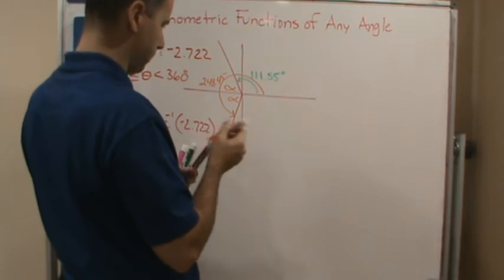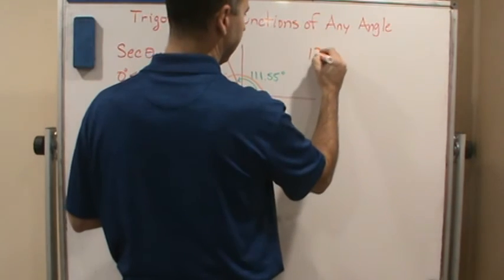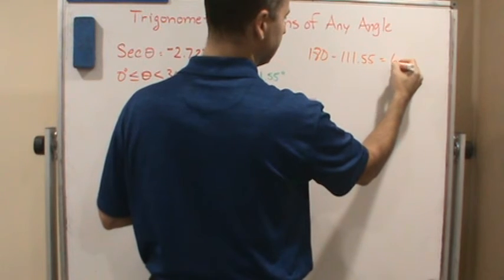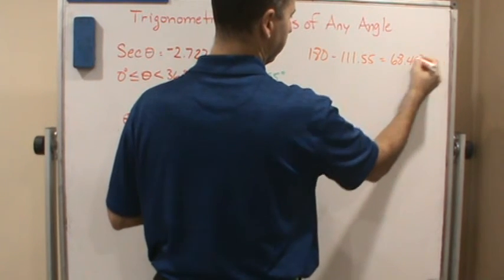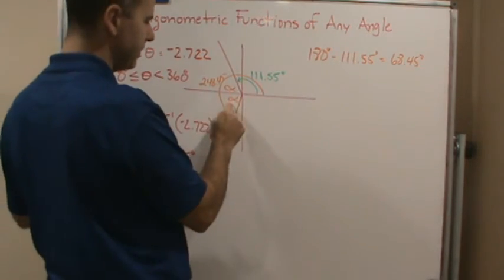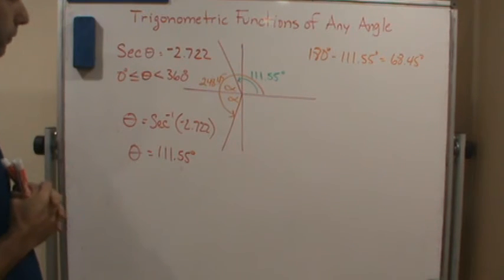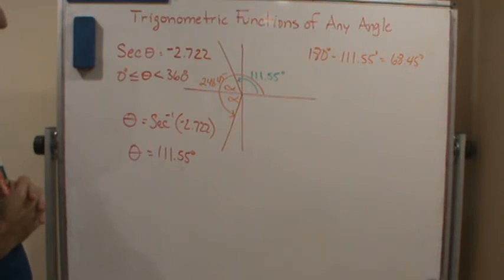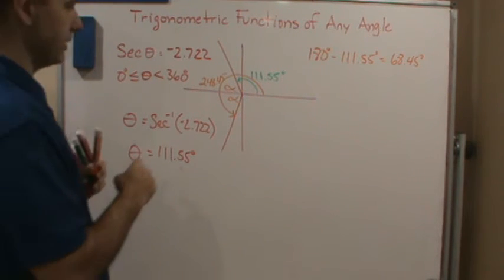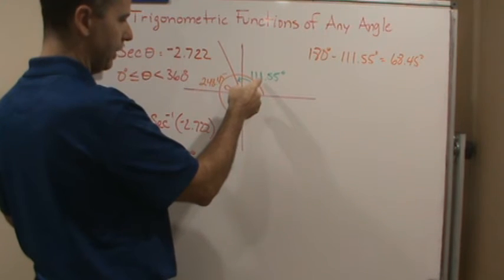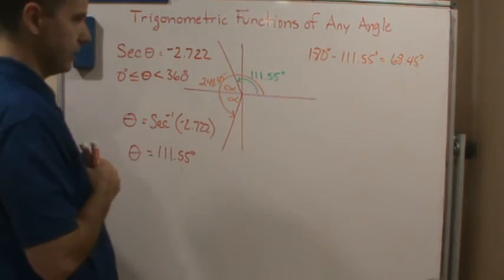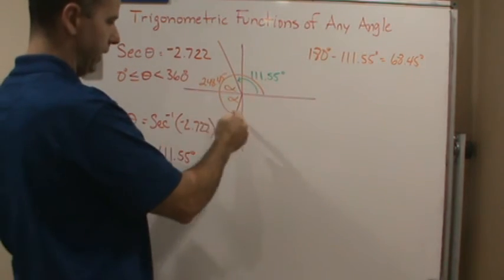So this alpha, by taking 180 minus 111.55, equals 68.45 degrees. Okay, and then we know by symmetry that this is going to be 68.45 degrees as well, which gives us the second angle. So the second angle is going to be what? It's going to be the 180 plus 68.45, which gives us our other angle.